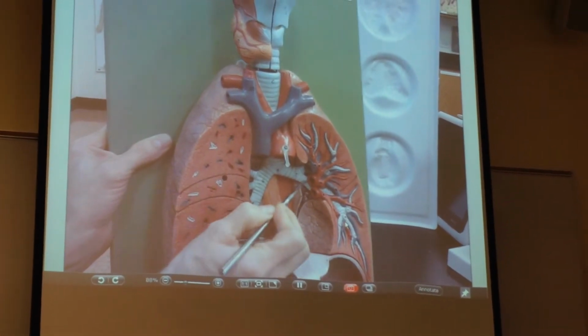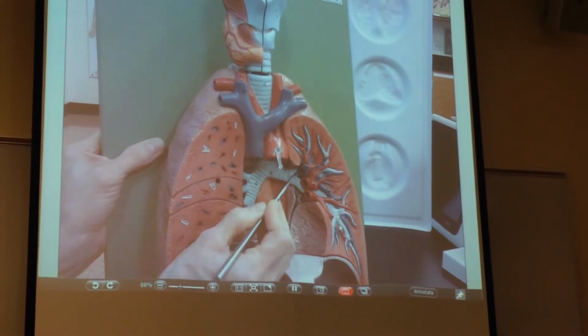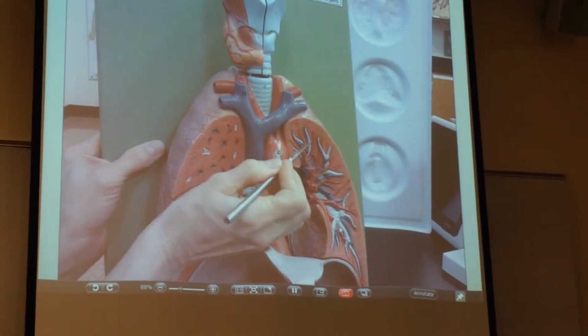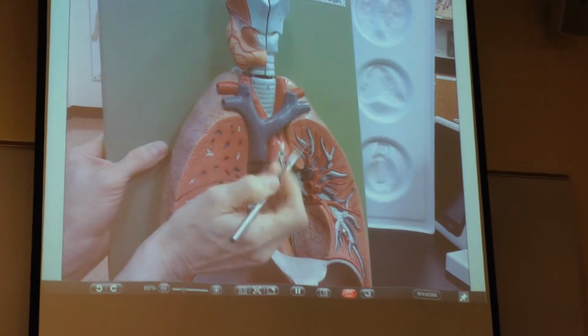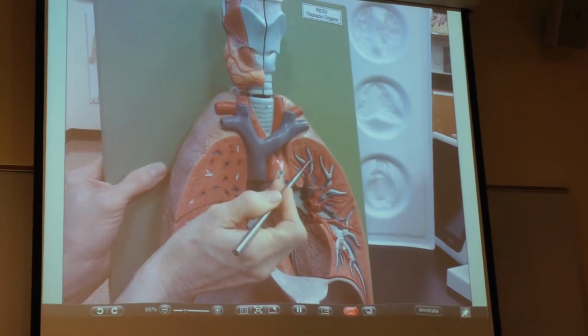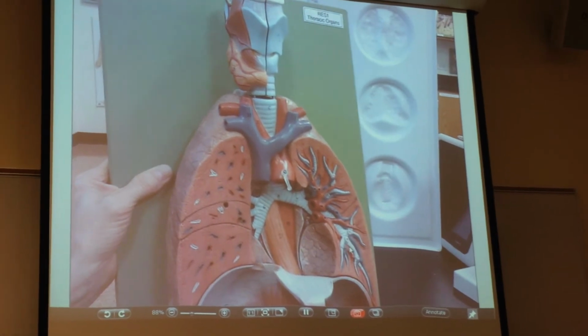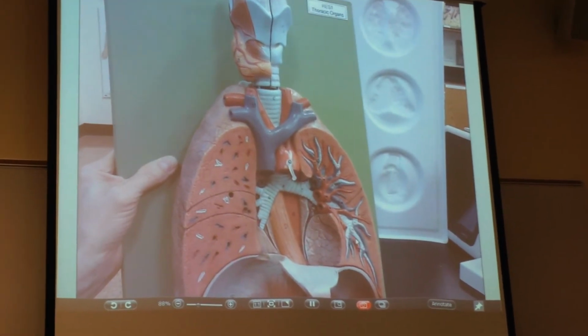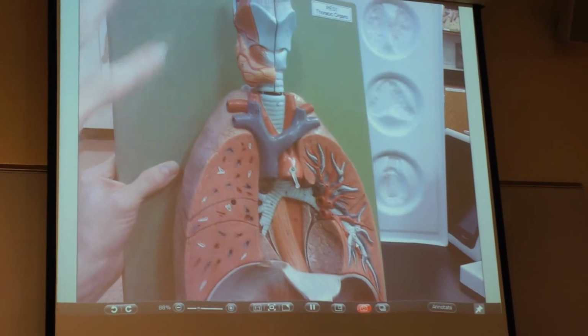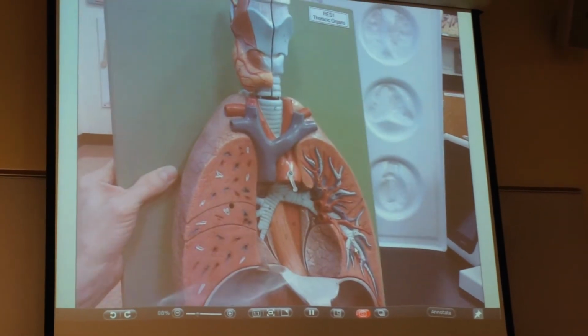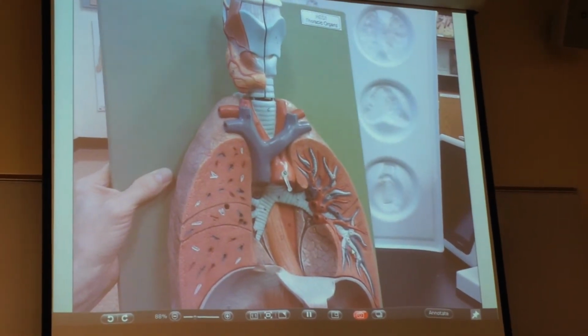Over here, what would I call these branches right here? Secondary. And then these over here? Tertiary. See how there's still little pieces of cartilage there on the tertiary? What about when I get to the terminal bronchioles? How much cartilage do I have? None. Difference between bronchi and bronchioles? No cartilage on the bronchioles and lots of muscle.